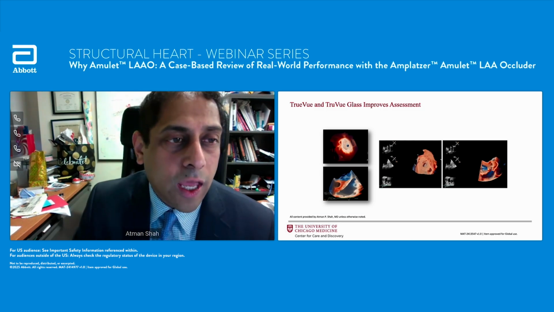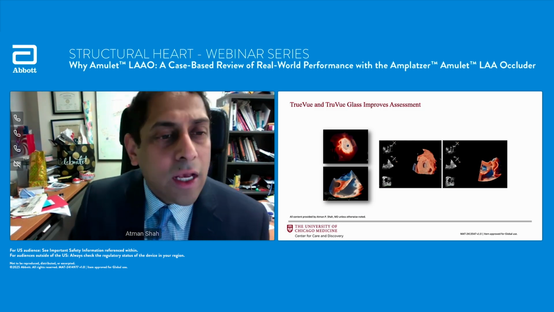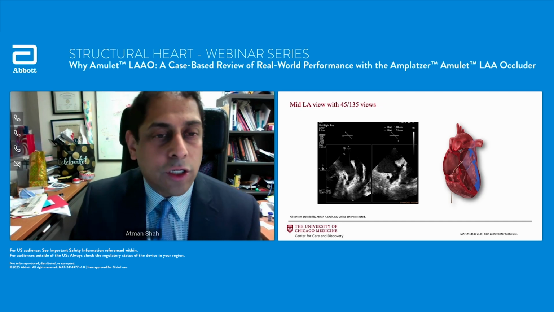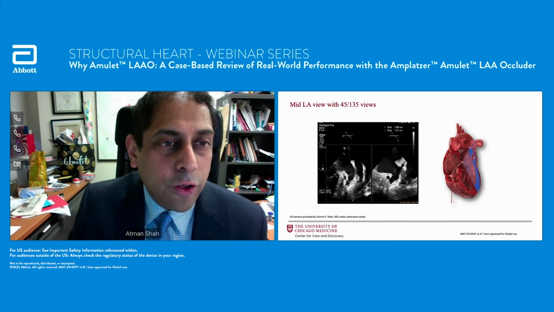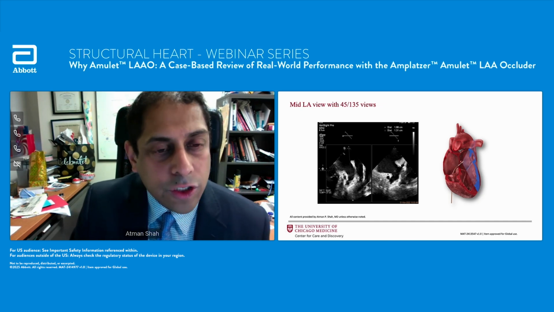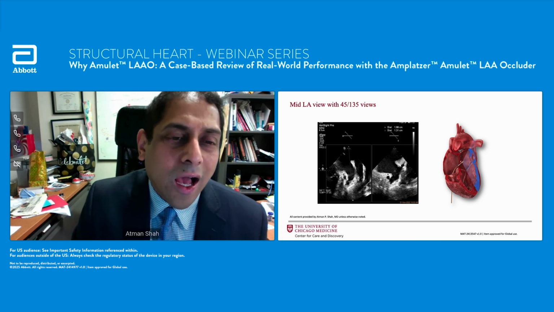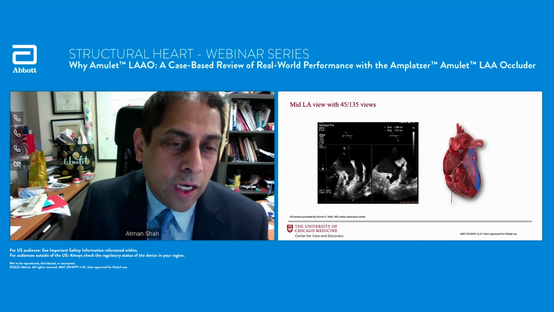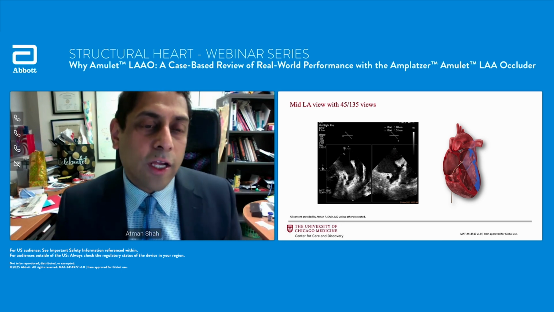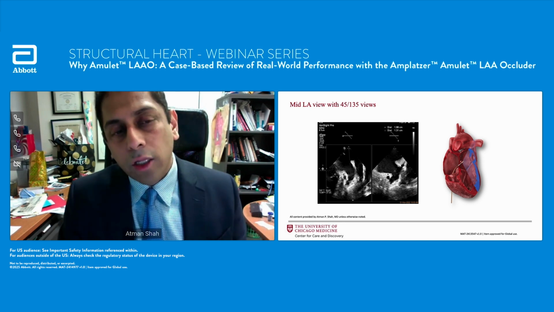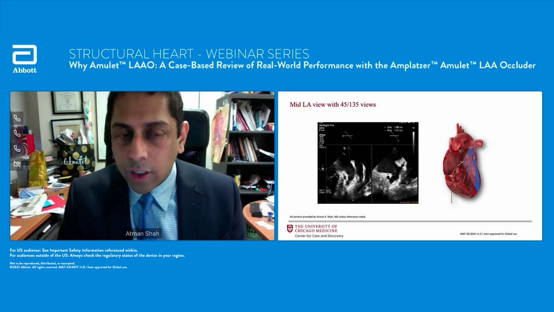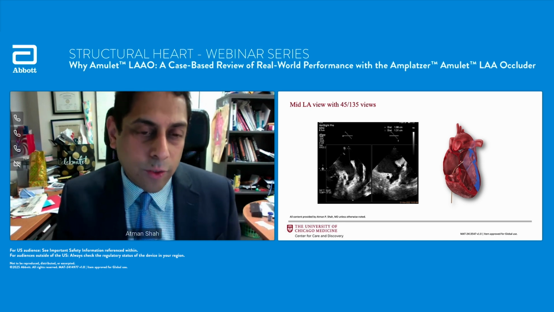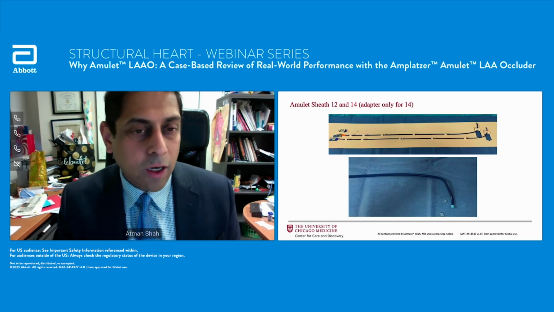ICE will also allow us to use TrueView and TrueView Glass to help assess the appendage and give us additional measurements. Mid-LA view with 45 and 135, which I showed a little earlier, will help us assess where the landing zone is here, and on that second panel, you can see the circumflex. And we don't even have to worry about how ugly the appendage looks distally, because we don't necessarily need to get in there until we talk about sandwich techniques, which will hopefully come up later.